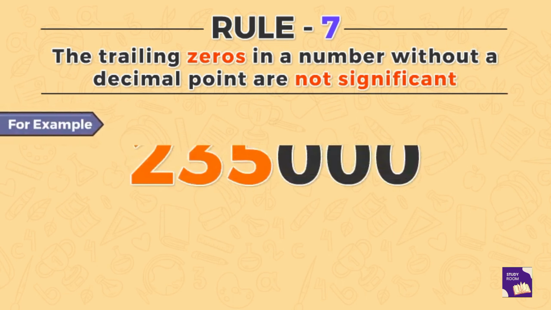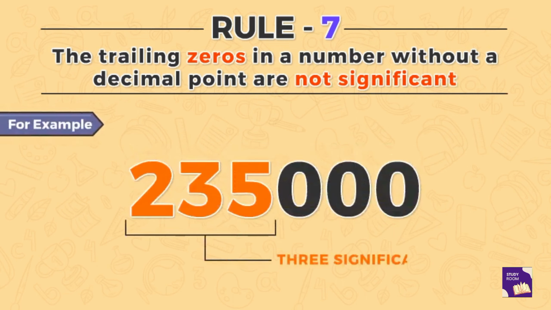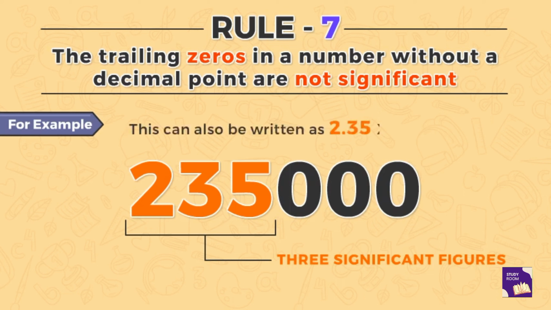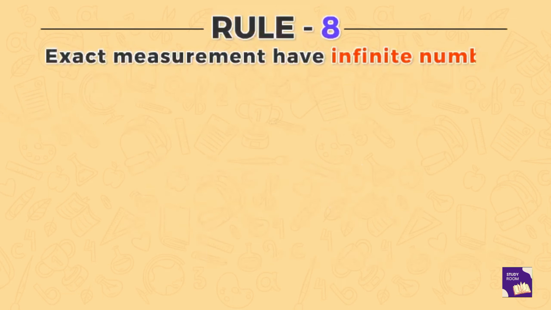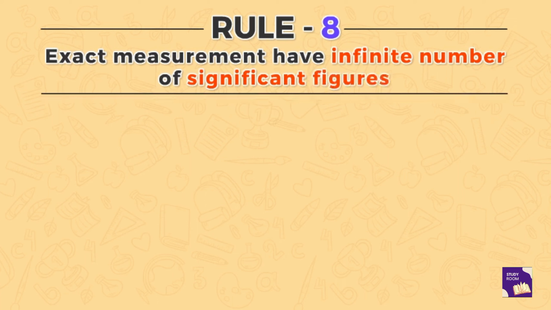Rule number 7. The trailing zeros in a number without a decimal point are not significant. For example, 2,35,000 has 3 significant figures, as this can also be written as 2.35 into 10 raised to power 5. Rule number 8. Exact measurements have infinite number of significant figures.